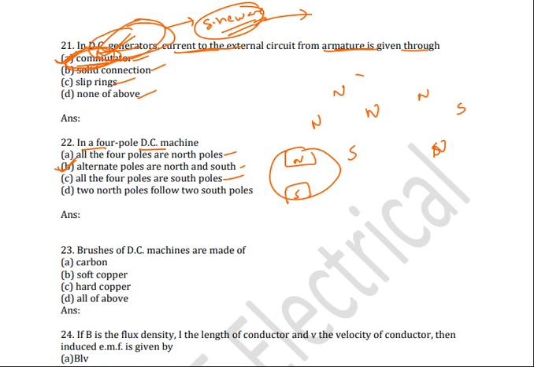Brushes of DC machine are made up of carbon, soft copper, hard copper, or all of these. The correct answer is carbon. Brushes of DC machine are generally made up of carbon.